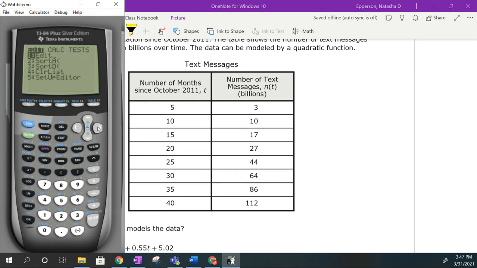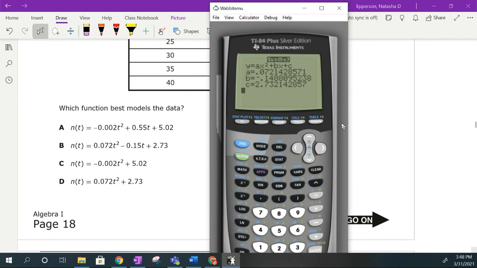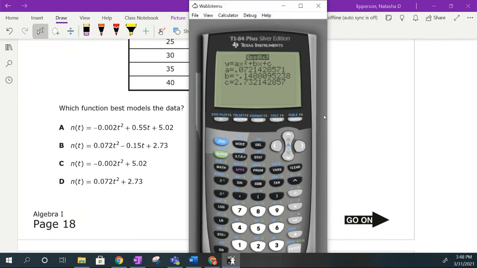I'm going to go over where it says calc, so I'm going to use my arrow button. Then, since we know this is a quadratic, I'm going to go to this line that says quad regression. I'm going to hit enter. I'm going to hit enter all the way down and hit enter.